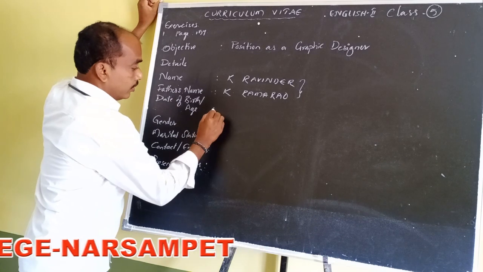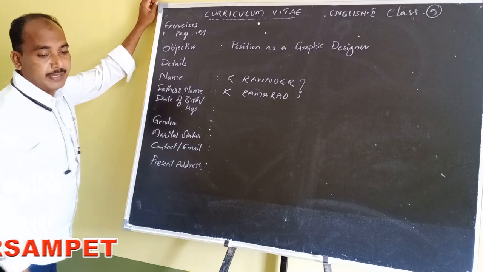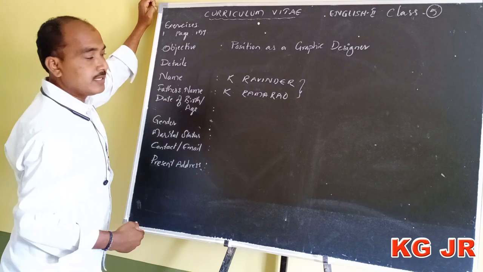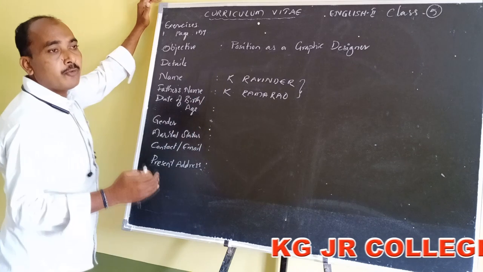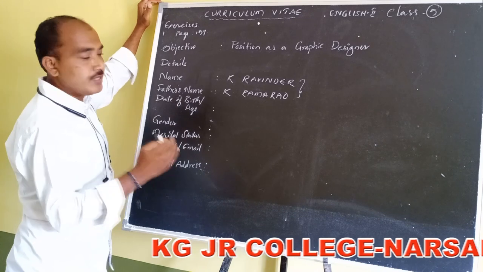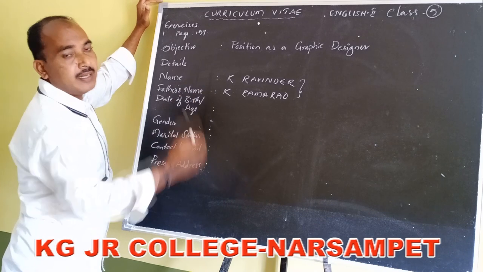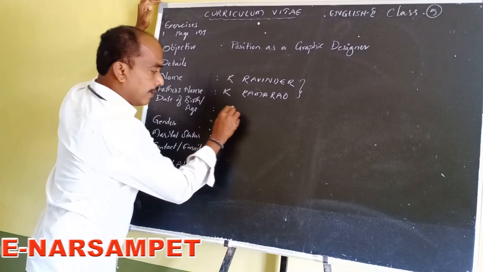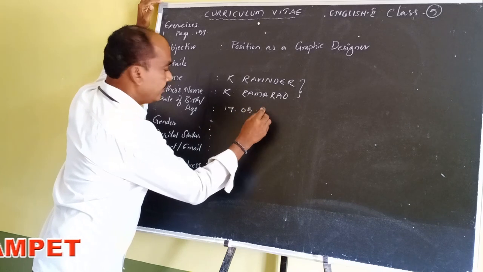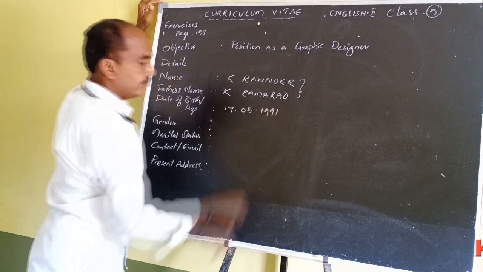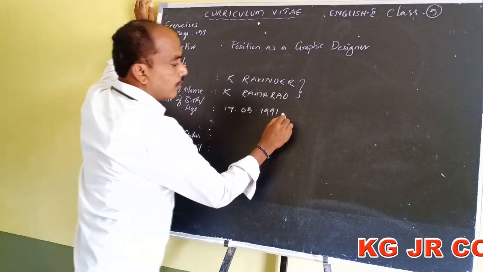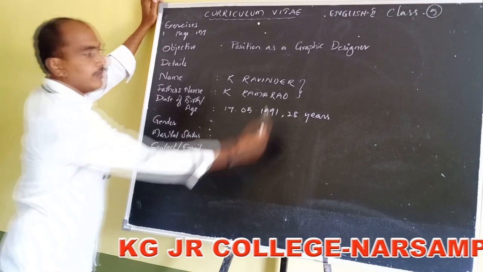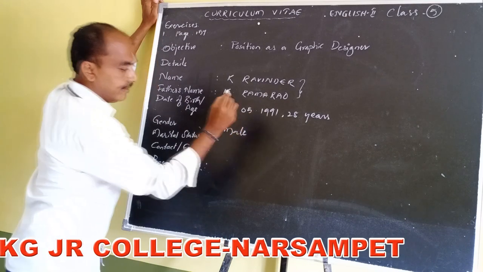For example, your original date of birth should not be written. After reading the given exercise thoroughly, you will understand that you should consider a minimum of 20 to 26 years of age and decide the date of birth. But don't write your original date of birth. For example, I am writing here 17/5/1991. The age becomes 28 years. Next, gender. Ravinder is male, that's why I write male.